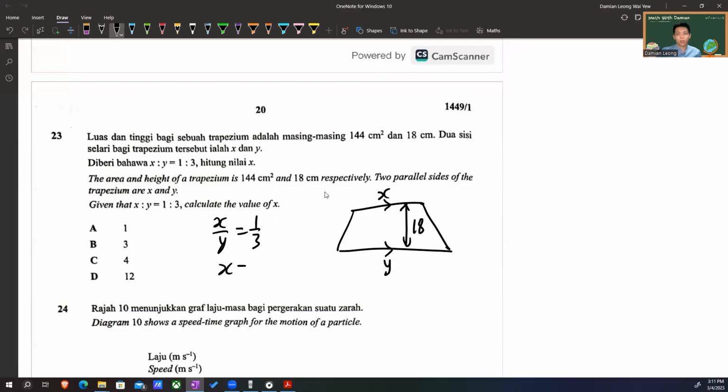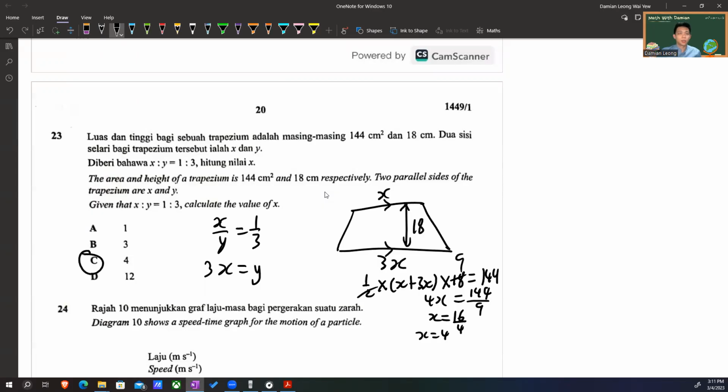Let's straight away find x. Sorry, y equals 3x actually. Then I can switch away the y, so instead of y, I put 3x here. So half times the sum of parallel sides, x plus 3x, times the height 18 equals the area 144. Cut here 9, bring over, times 9 opposite divide 9. x plus 3x is 4x, so this is 16. Bring over the 4, divide by 4, x is 4. Answer C.